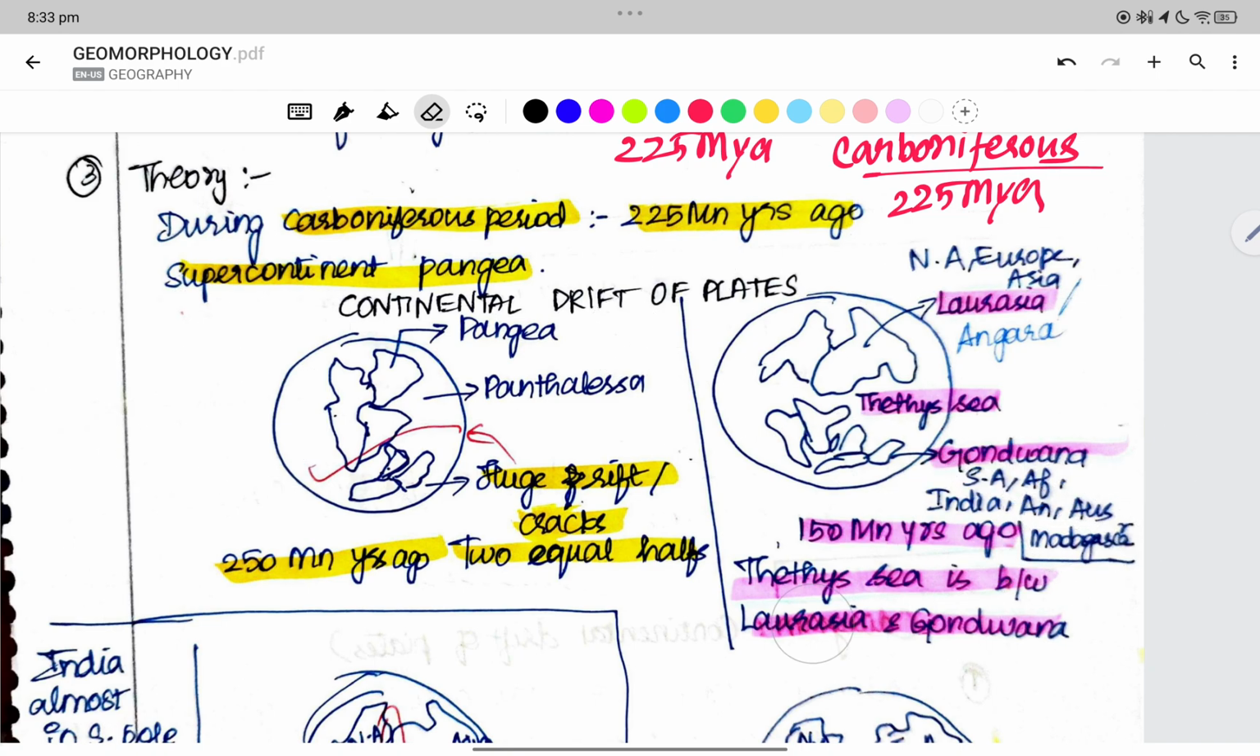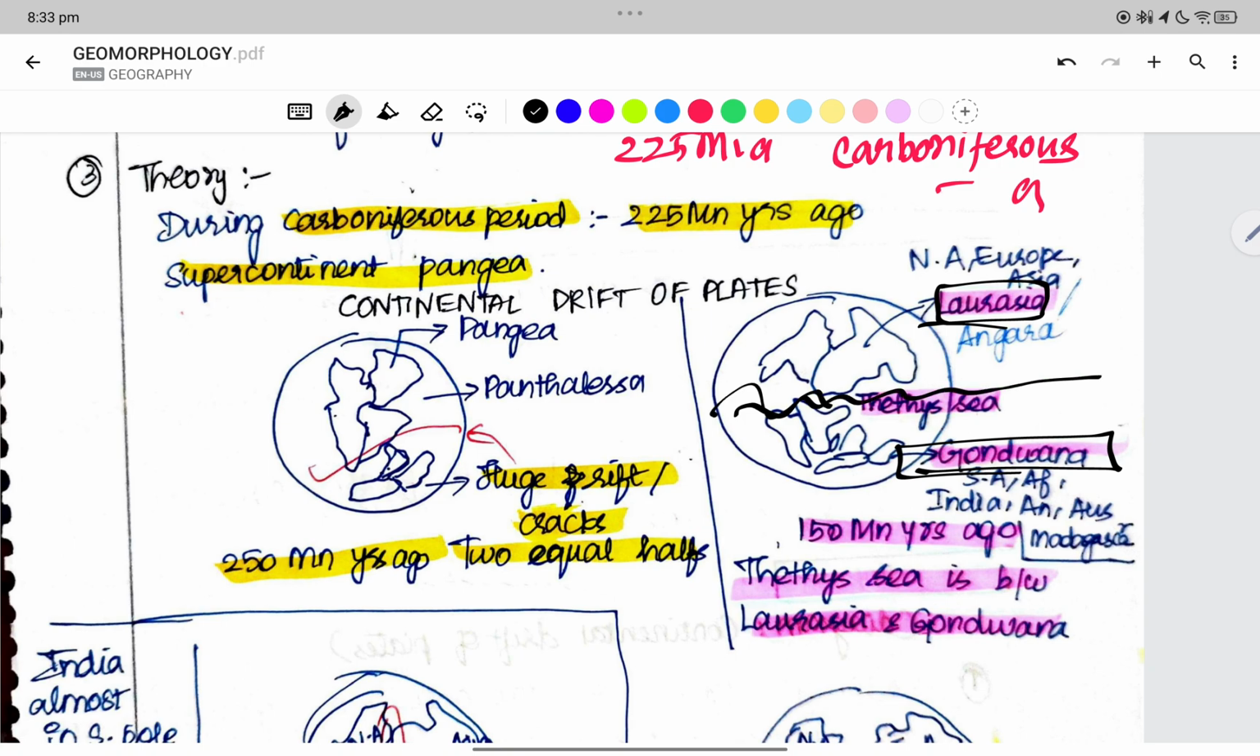So we have Laurasia, and then the Gondwana. In between, we had the Tethys Sea. Laurasia, then Gondwana, and this is the Tethys Sea.